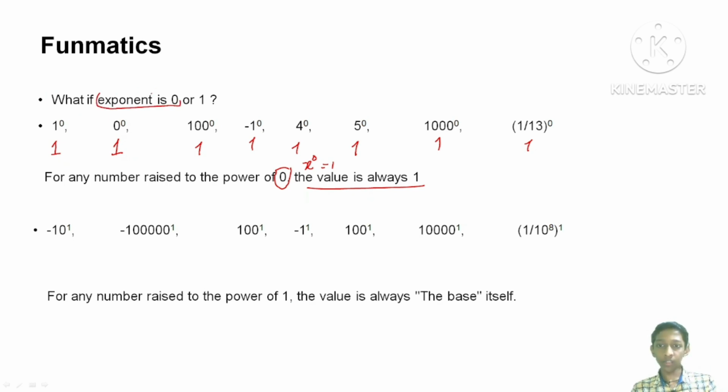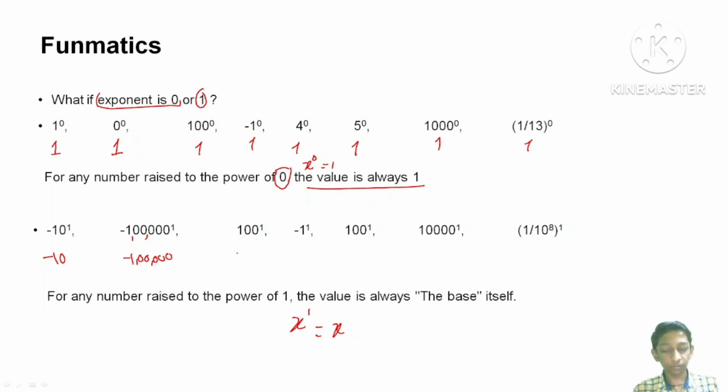Now what if the exponent is 1? For any number raised to the power of 1, x raised to the power of 1, the value is always the base itself, that is x. Minus 10 raised to the power of 1, the answer is minus 10. Minus 1 lakh raised to the power of 1, the answer is minus 1 lakh.